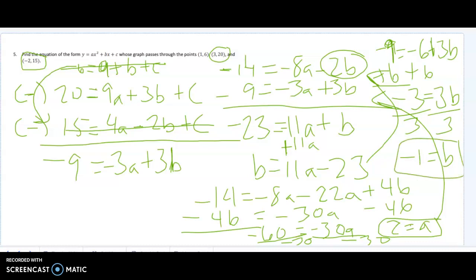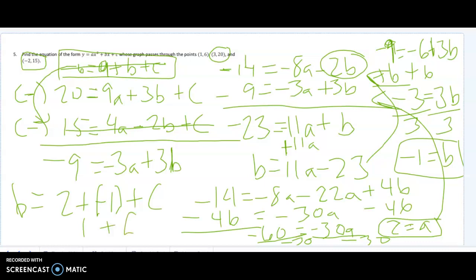And now that we have a and b, I'm going to go back and plug it all the way in right here to this equation. 6 equals a, which was 2, b was negative 1, plus c. 2 minus 1 is 1. So subtract 1, and c equals 5.